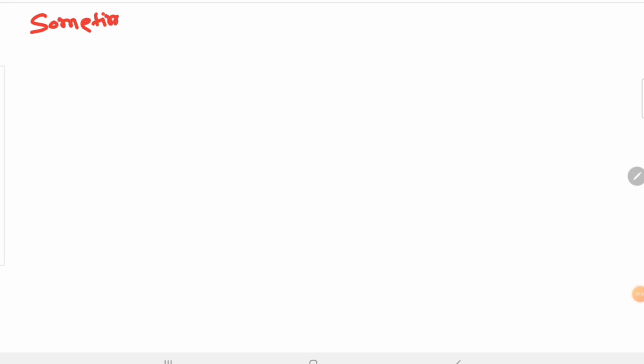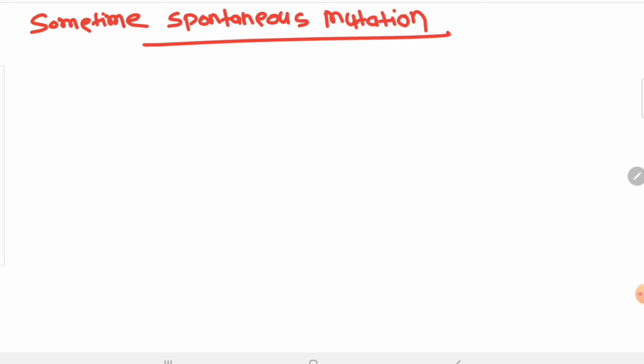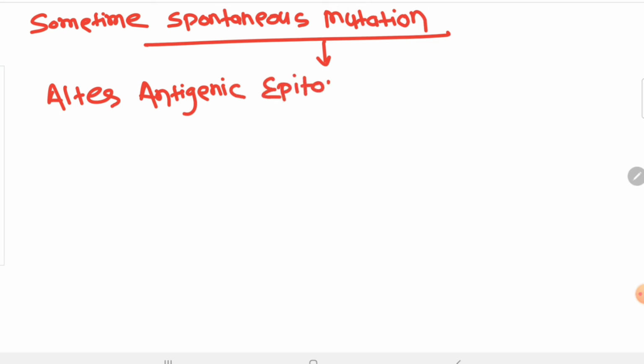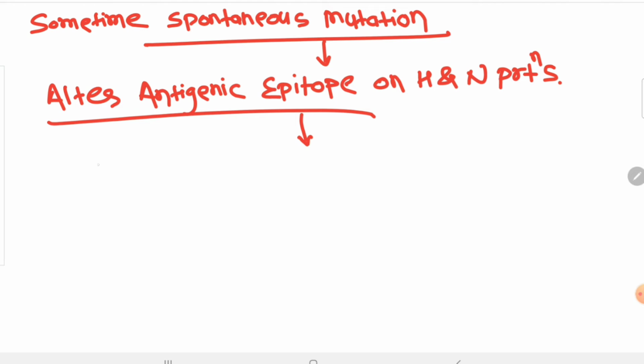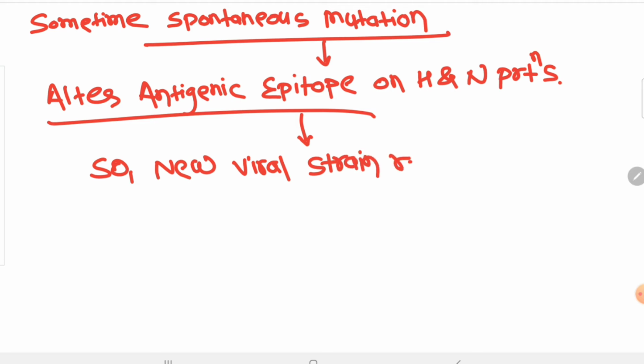All right. Now, one interesting fact is that in the influenza virus, sometimes spontaneous mutation can occur, so that there will be alteration in the antigenic epitope on the hemagglutinin and neuraminidase protein. Over these two proteins, the antigenic epitope will be altered because of mutation, and because of which a new strain will develop. The virus changes its structure.